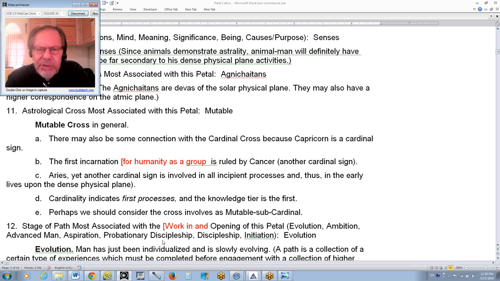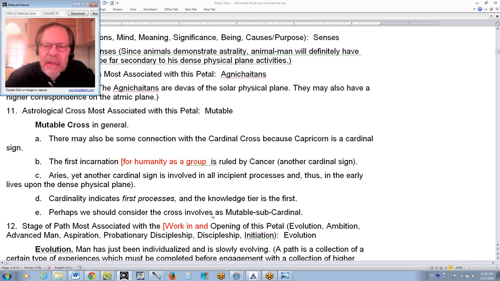emanations of one solar angel, and then, of course, the two initiators, the Bodhisattva and the Lord of the world, at respectively the first and second for the Bodhisattva and the third initiation and beyond, to a point, for the Lord of the world. So we're definitely on the path of evolution here. At least we're on the path of evolution. We don't really know what it is to be on the path of ambition. It's too early. So evolution, yes, man has been individualized and is slowly evolving, even though he doesn't know it.